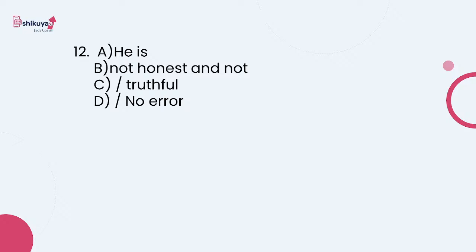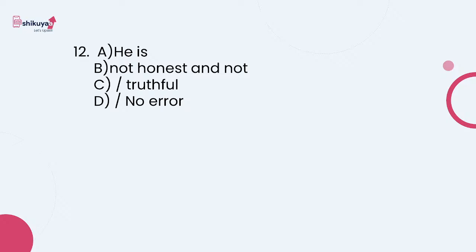He is not honest, not truthful. So do we speak in this way? Do we write in this way? Of course not. So let's see where is the error and what should be used here. Okay, so this is, you can say, part of parallels. So part A, he is. There is no mistake here. Part B, not honest and not.